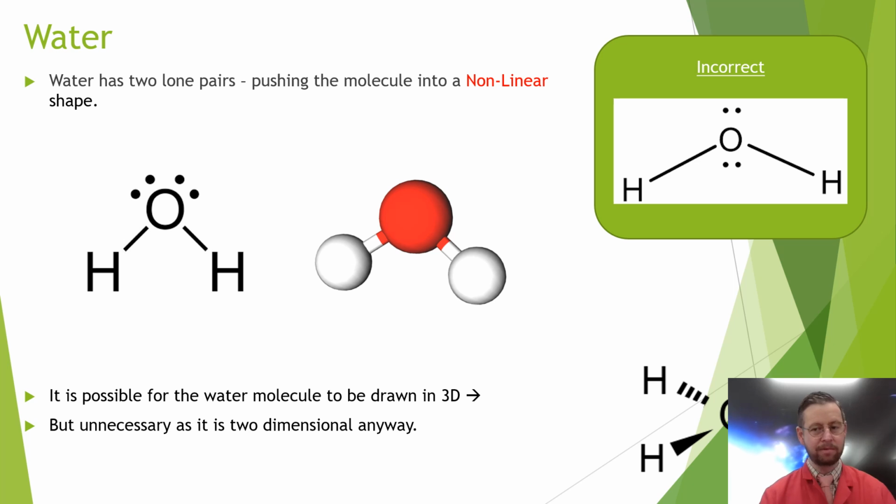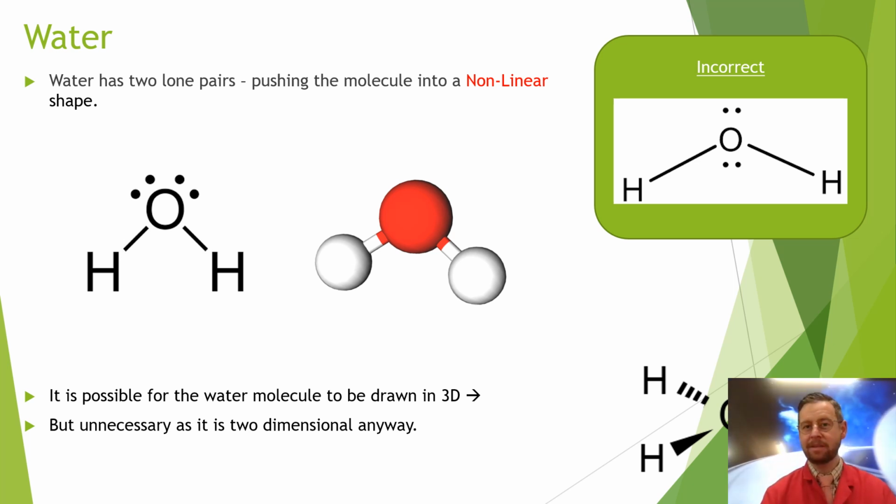Water has two lone pairs. If you look at this incorrect diagram on the top right, you can see that that's not right. That's not stable. Those electrons will move until the lone pairs are on the same side, pushing everything as far apart as they can do. And that's ultimately what's determining the shape of these molecules.